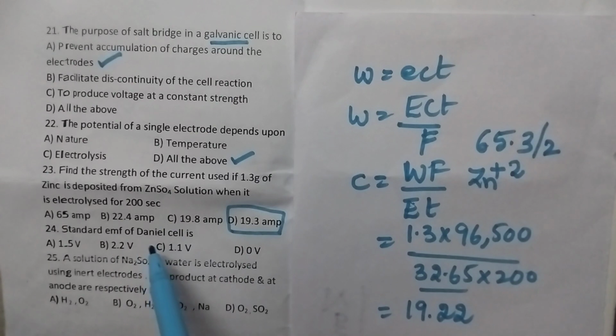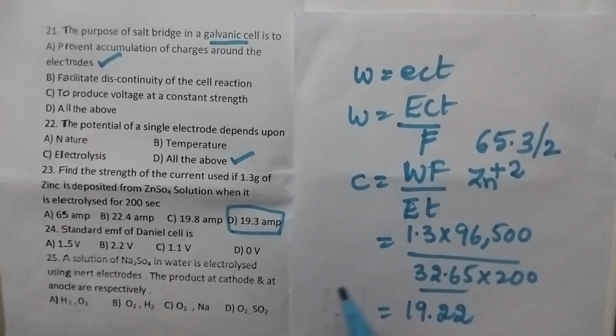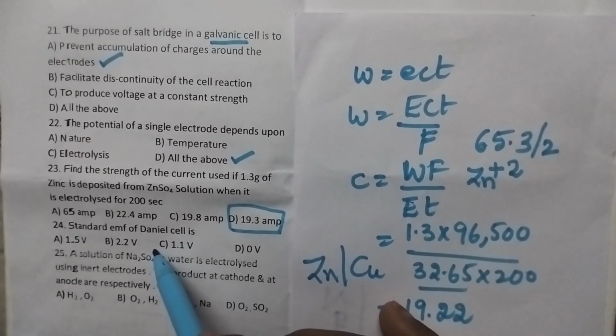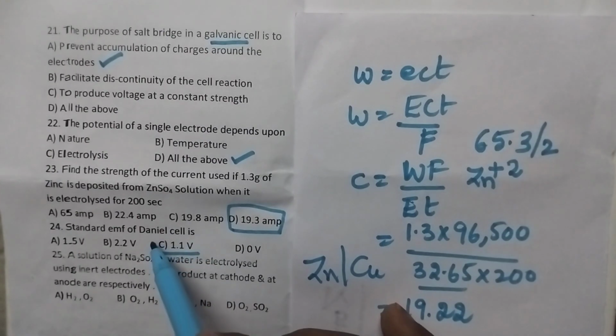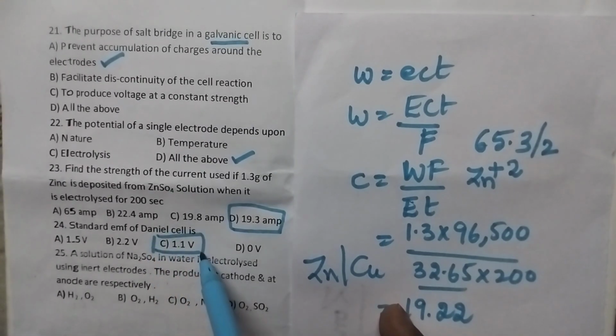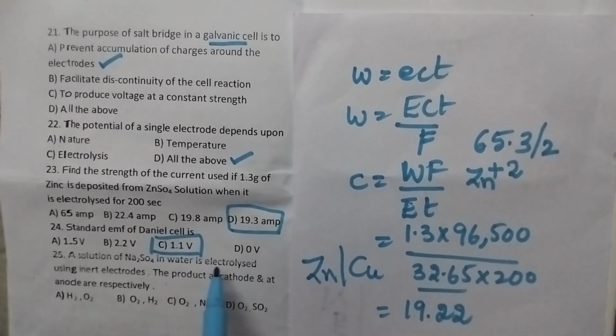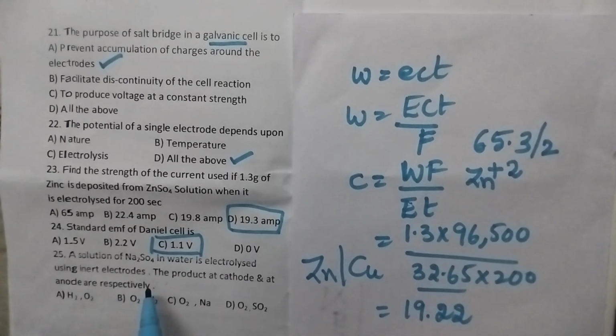The standard EMF of Daniell cell is, here the Daniell cell means it is nothing but a galvanic cell and it is made up of zinc and copper electrodes, and always the EMF of the galvanic cell, that is Daniell cell, is 1.1 volt. A solution of sodium sulfate in water is electrolyzed using inert electrodes.